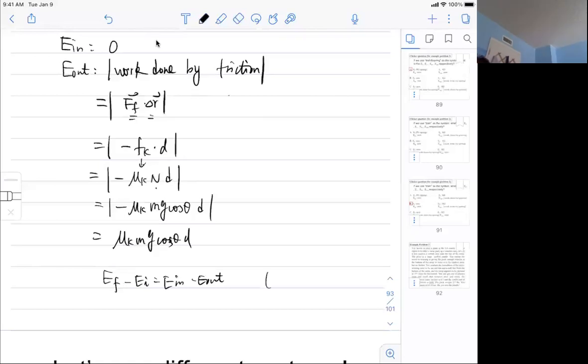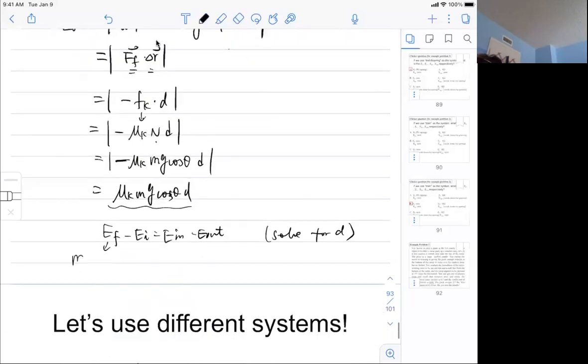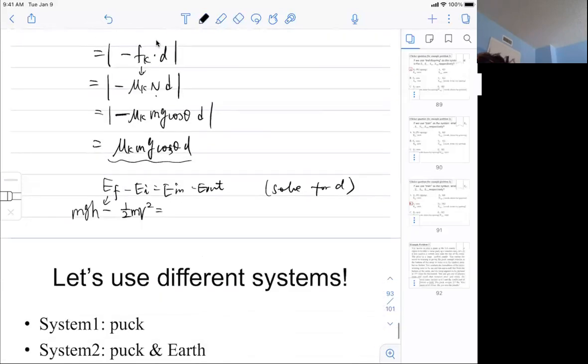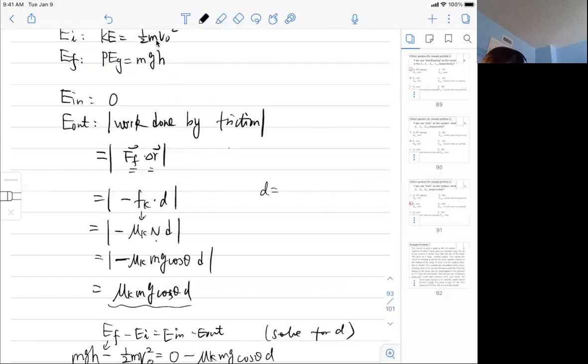And we want to solve for this distance d. Okay, so you can see work done by friction is negative, but when I put it into energy output, I'm looking at the absolute value of it. So final energy is mgh. The initial energy is 1/2 mv squared. Energy input is 0, output is this mu k mg cosine theta times d. So you can put everything together and solve for the distance it traveled, which will be this particular result.